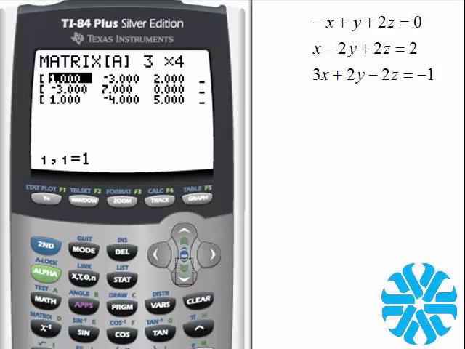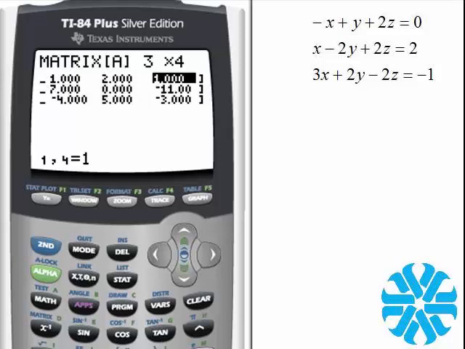Negative 1, enter, 1, enter, 2, enter, and 0. 1, enter, negative 2, enter, 2, enter, and then 2. 3, enter, 2, enter, negative 2, enter, and finally negative 1.